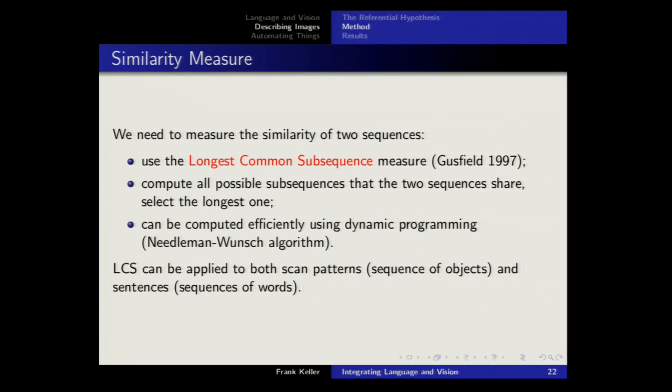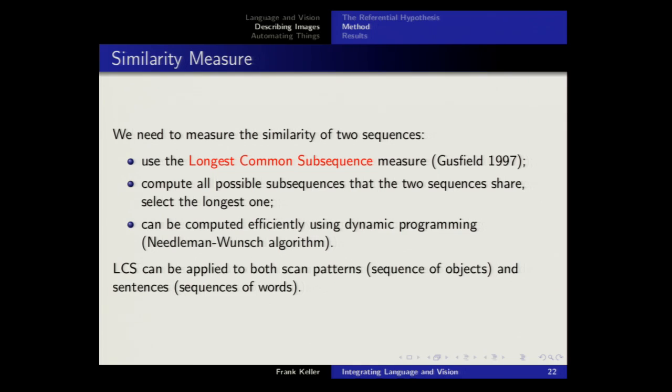For example, in bioinformatics, where people look at biological sequences, protein sequences or DNA sequences. And we picked a measure from that literature called longest common subsequence, which works as follows. You compute all possible subsequences of two sequences, and then you select the longest one that's shared between the two sequences. In general, that's a hard problem because you have lots of different subsequences if your sequences are long enough. But it can be computed efficiently, it turns out, using dynamic programming in an algorithm called the Needleman-Wunsch algorithm. This is, as I said, standard in bioinformatics, and that's something we used here to compare scan patterns.